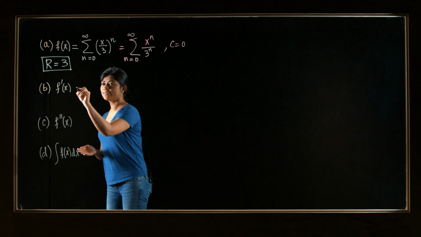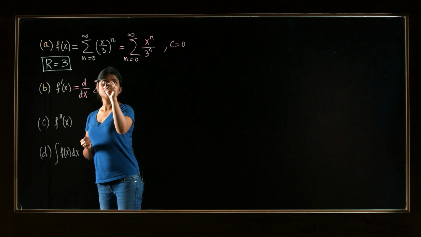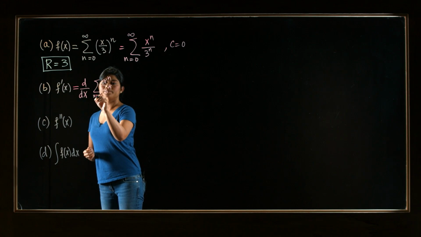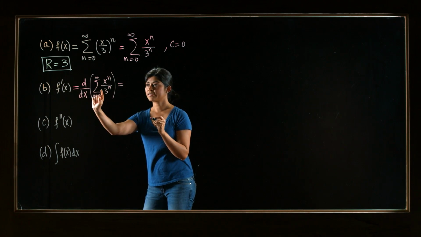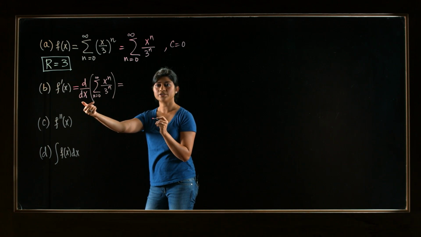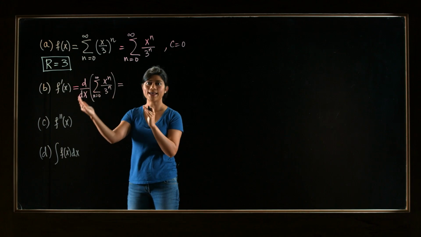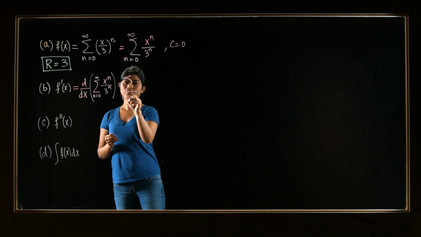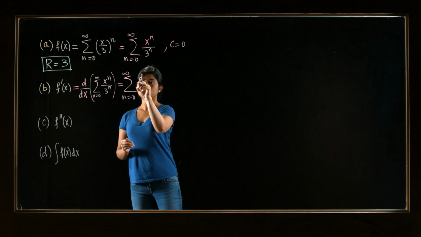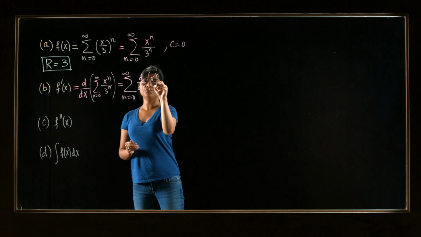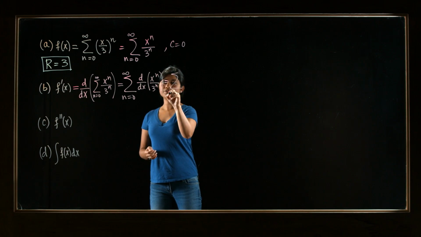So what I mean is, when you're computing d/dx of this entire series, x to the n over 3 to the n, it is nothing but switching the summation notation with the d/dx notation, because you have to take the derivative of each of these terms, term by term, and then add them. So it is going to be a series from n equals 0 to infinity, and then the derivative of x to the n over 3 to the n. Okay, and then let's see what the derivative is.